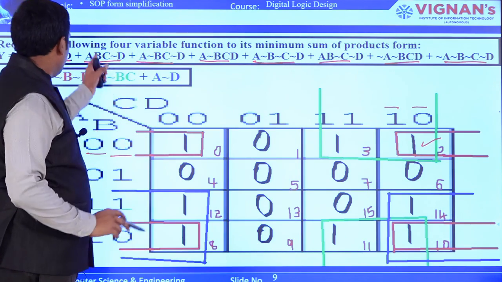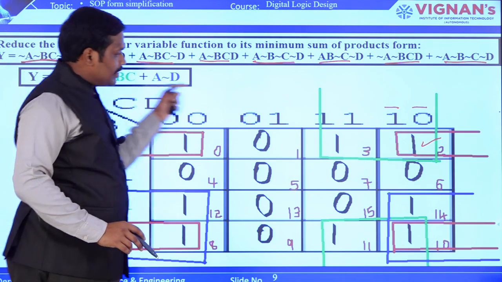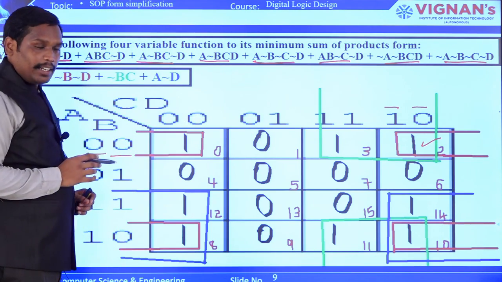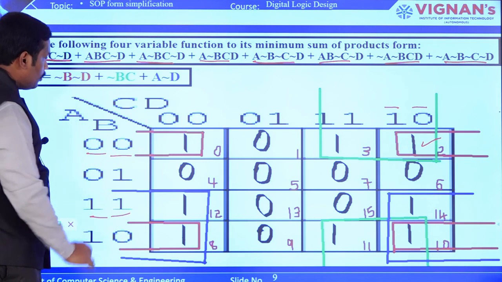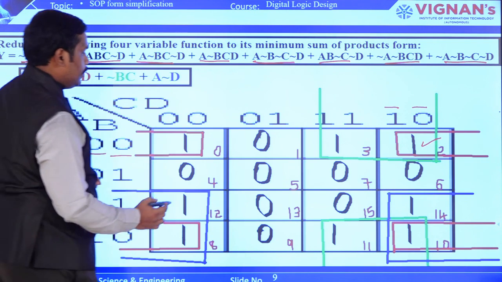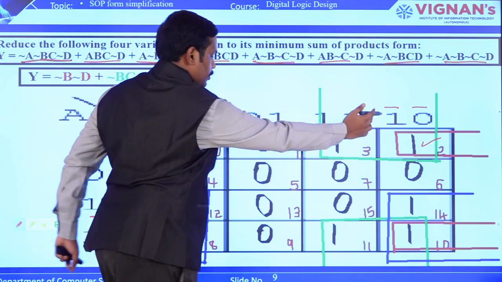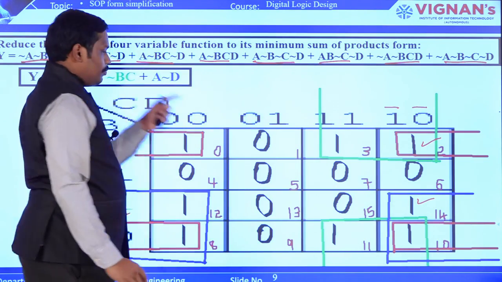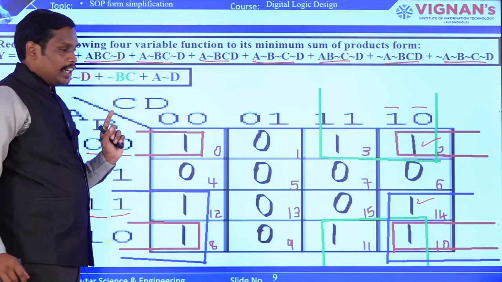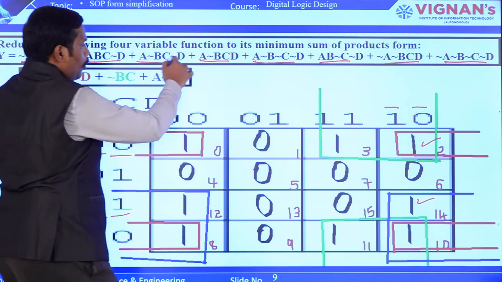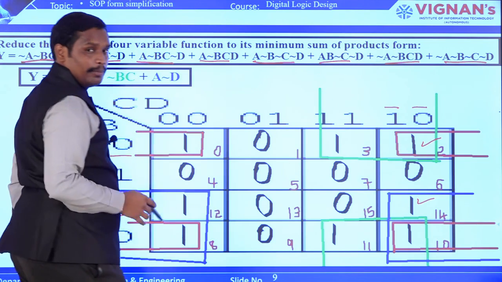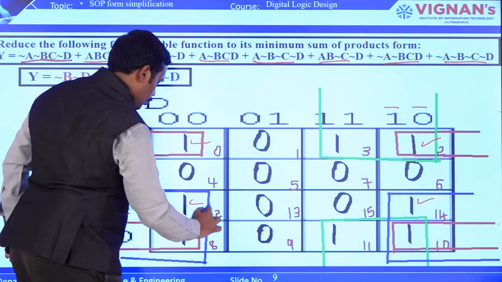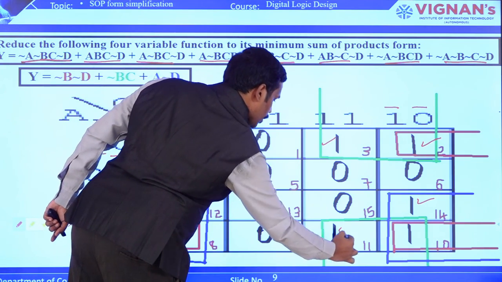For the first product term, the 1 is placed in that particular cell. And the next one, A, B, C, D bar. So A, B is A, B and C, D bar, the same way. So you can place 1 over here. So the second product term, 1 is placed over that Karnaugh map, right? In the same way, all the product terms are replaced by ones in the Karnaugh map. So you can see 1 over here, 1 over here, 1 over here, 1 over here.